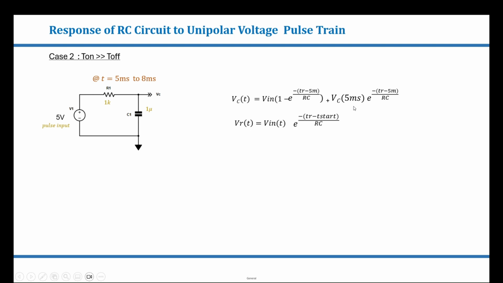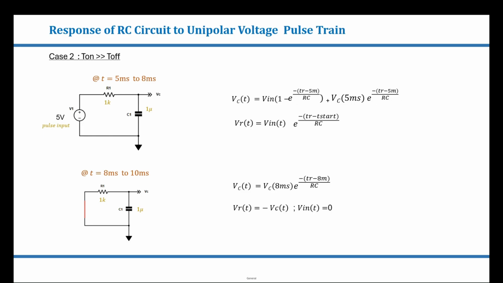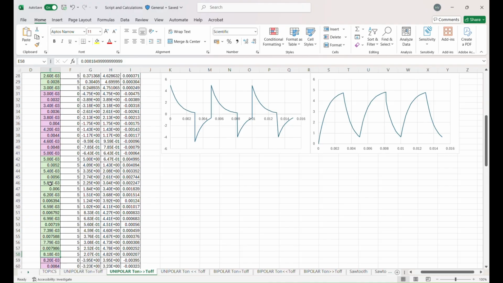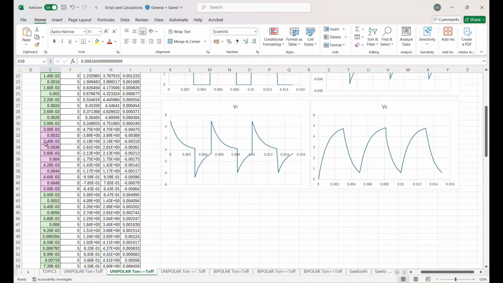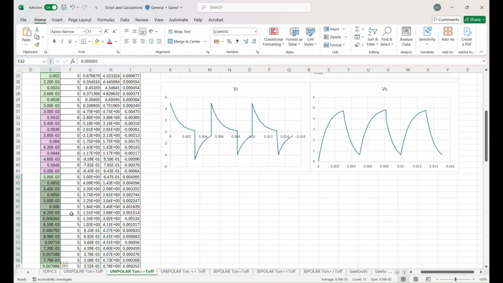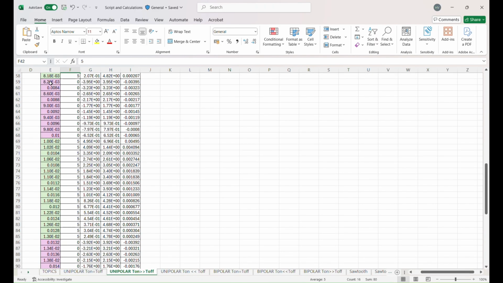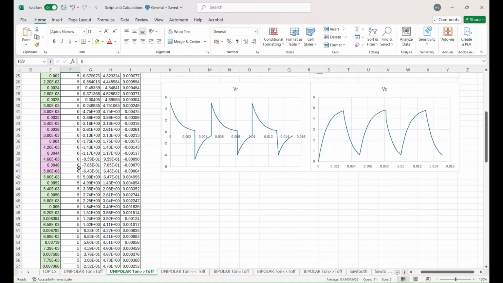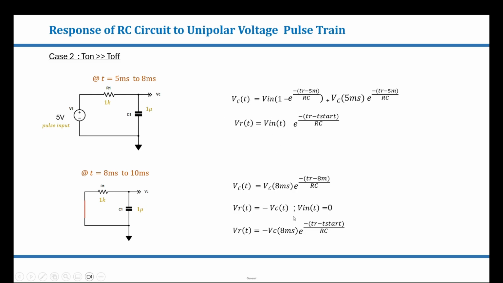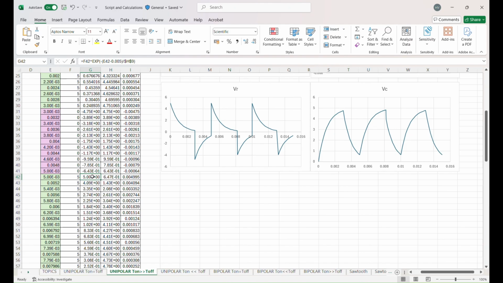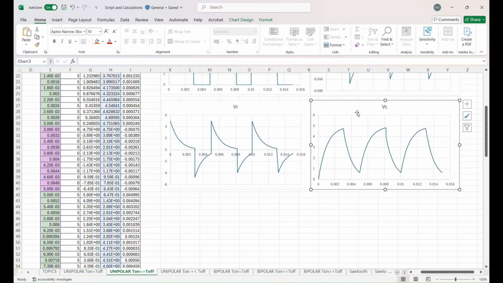And voltage across resistor can also be calculated using the following equation. And between 8 to 10 milliseconds, the input voltage becomes 0, and hence voltage across capacitor and resistor can be calculated as follows. Now here we can see that between 5 to 8 milliseconds, the input voltage 5 volts is available, and after 8 milliseconds, the input voltage has dropped to 0. Now on plugging in the values shown in the respective equation, we can calculate the voltage across the capacitor.